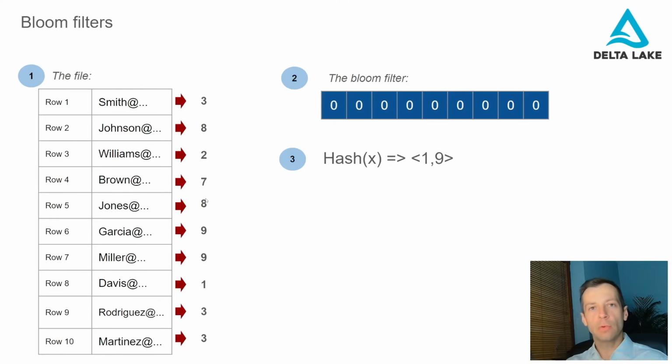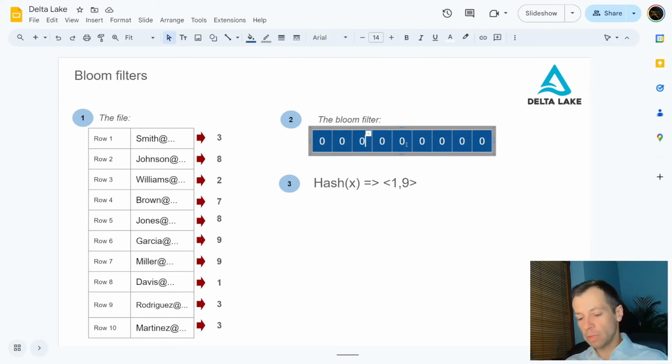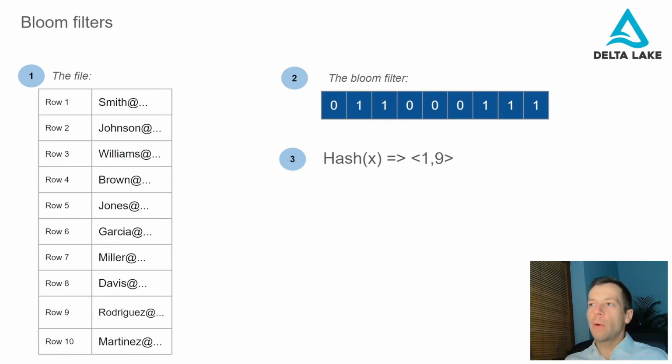With that value returned by the hash function, now we can go back to our Bloom filter, and on position 3, change the value from 0 to 1. And then Johnson has 8, so let's go to 8 and change it to 1 as well. Williams is 2, and we end up with our Bloom filter looking like this.